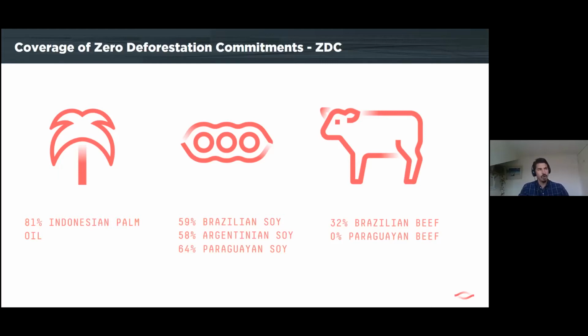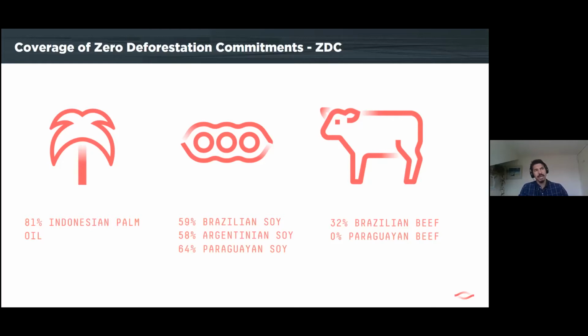In the case of soy from South America, around 60%, depending on the country, is covered by zero deforestation commitments. And in the case of beef, we see that there are still a lot of companies that haven't made commitments. Only 32% of the total volume exported from Brazil is traded by companies, or from places, that are covered by deforestation commitments.